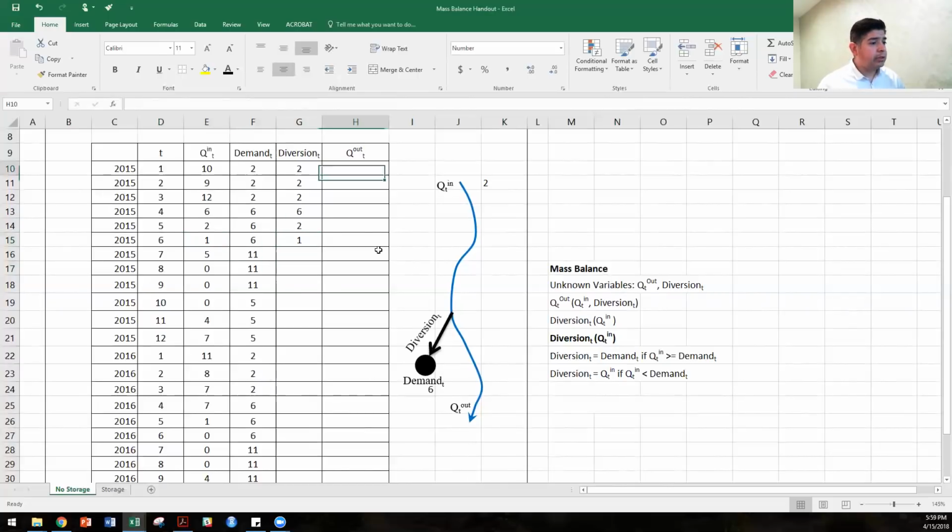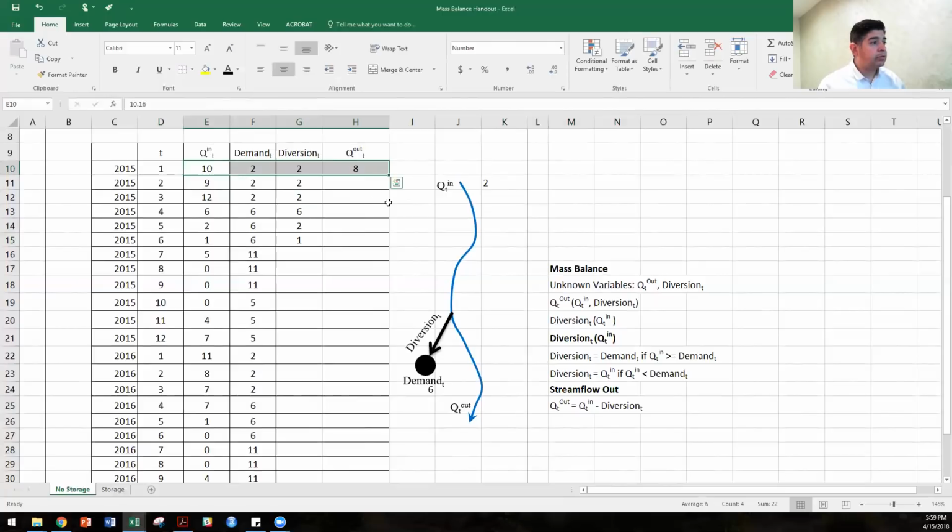What about the streamflow? How can we calculate, at the end, the water that is coming out of this reach? It will be however much water is coming in minus the water that is diverted. So Q out will be Q in minus the diversion at a certain point. Q in minus whatever water was diverted will be the water that is coming out.